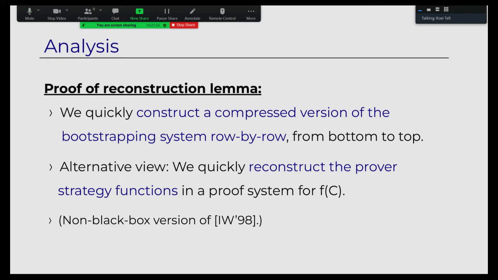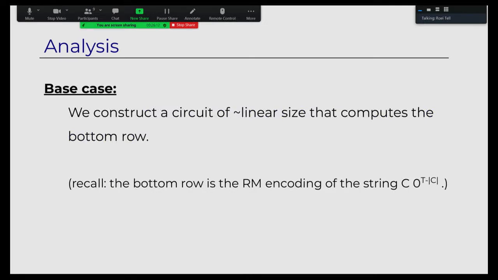We're going to quickly construct compressed versions of each row in this set of rows from bottom to top. As an alternative view, we quickly reconstruct the prover strategy functions in the doubly efficient proof systems, starting from the end and working our way back. And how do we do this? Well, the base case is trivial. It's easy, unconditionally. The base case is a low-degree extension of C. We can do this by ourselves. It has no information other than n bits. So we just construct a circuit.